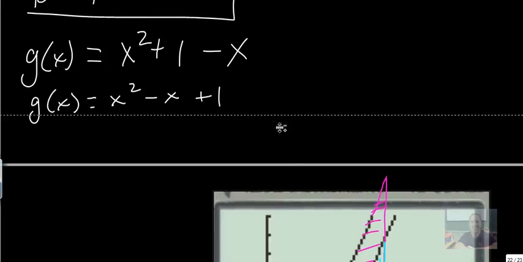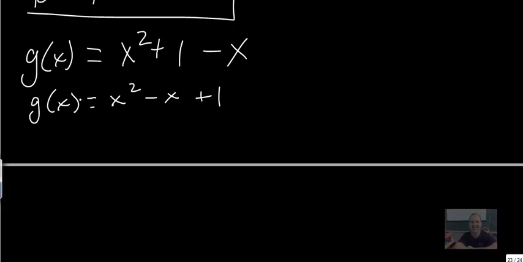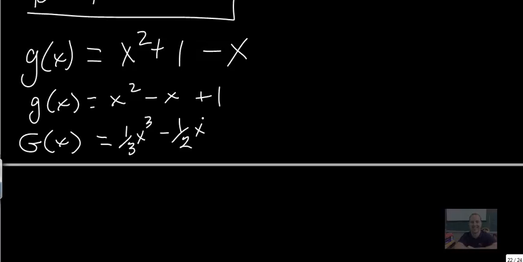So if we take the antiderivative of this, this is going to be what? 1/3 x cubed minus 1/2 x squared plus x. Okay? And maybe I shouldn't have changed this around, but if I wouldn't have changed it around, it actually would have looked like this.